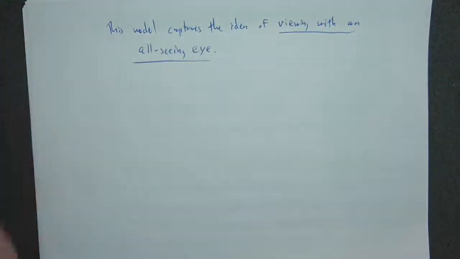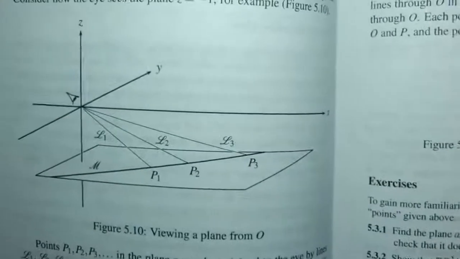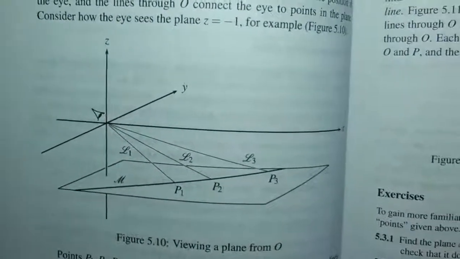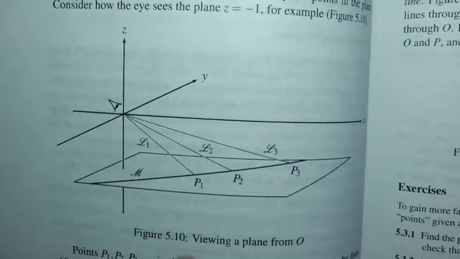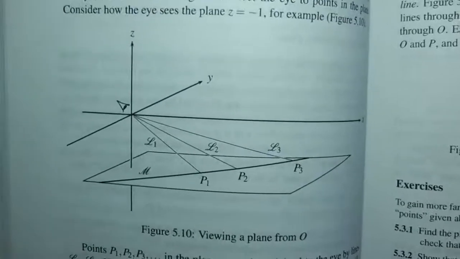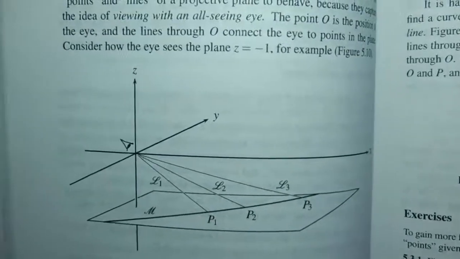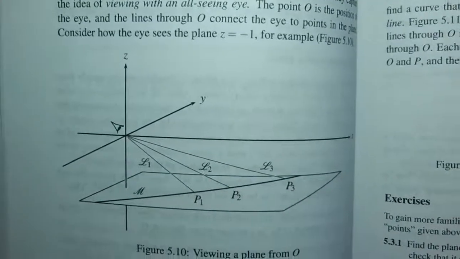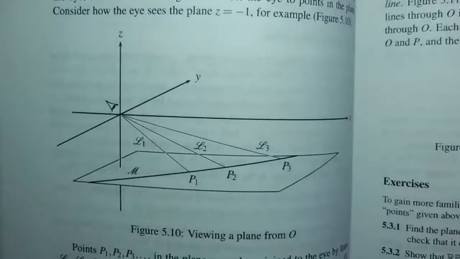Okay. So what do I mean by this? So consider the following picture. Say that my eye is located at the origin, right? And let's say I have a plane M, which is at the level z equals -1. So we're sitting in R3. My eye is at the origin. I have a plane M. This plane M is sitting at height z equals -1.